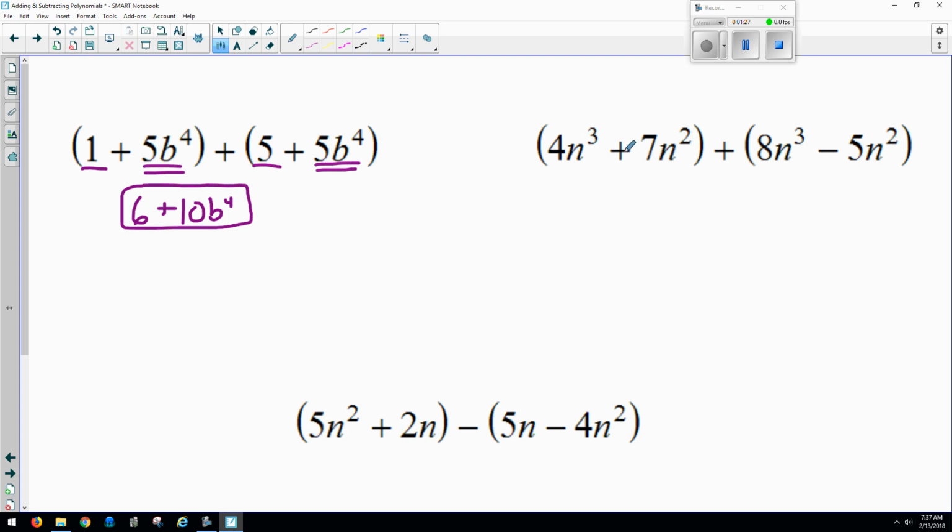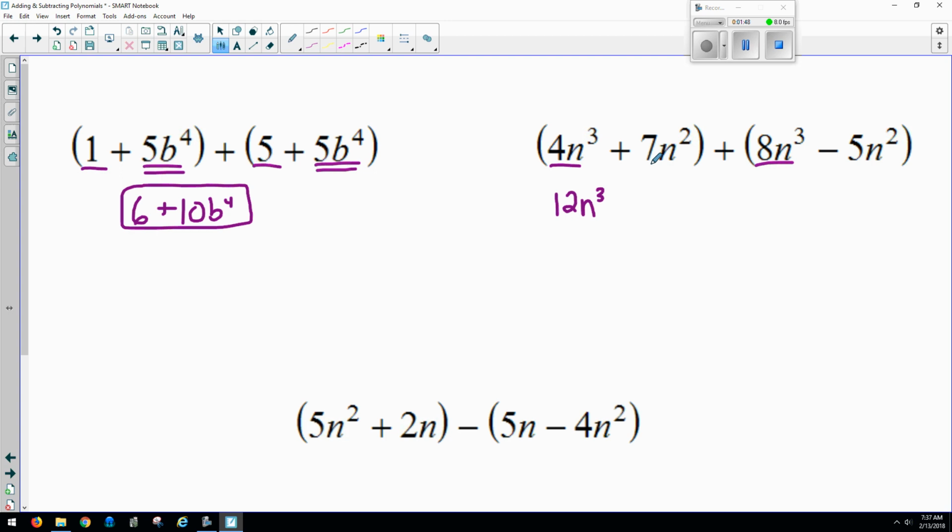In our next example here, I'm going to look for like terms again. So I see n to the 3rd power. I'm going to put 1 underline under that. n to the 3rd power is over here, 1 underline under that. And again, I'm going to combine the coefficients. So 4 plus 8 is 12n cubed.